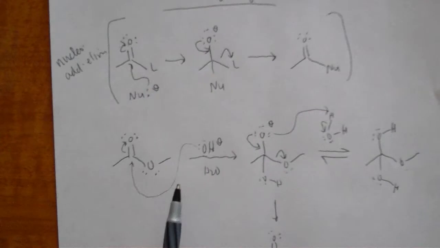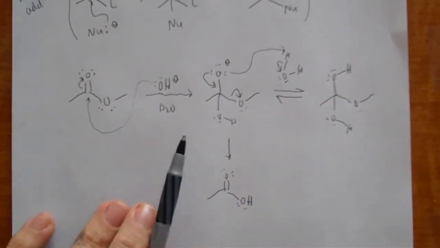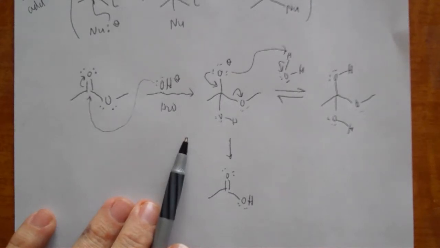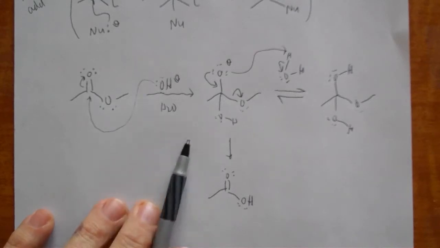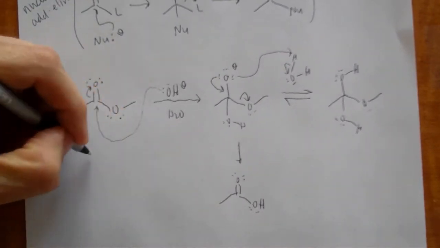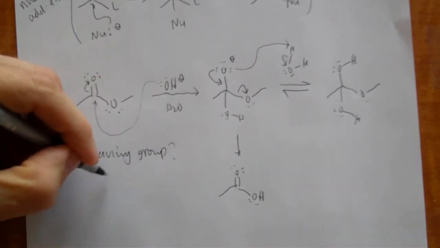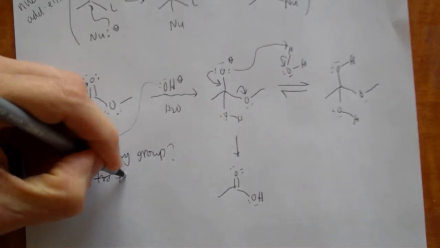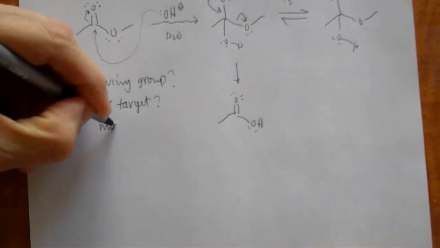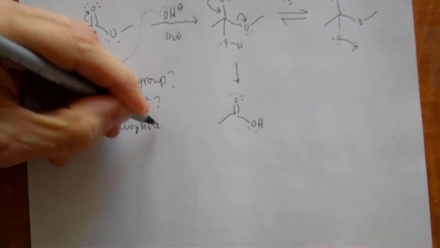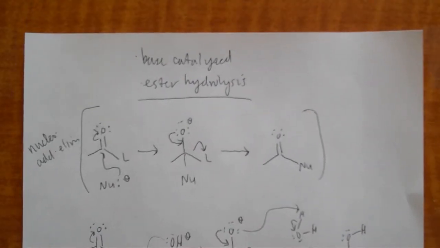So, what's the leaving group in this reaction? Why is it a good leaving group? What's the target? Why is it a good target? What's the nucleophile, and why is it a good nucleophile? Leaving group. Target. Nucleophile. Okay, and that's base-catalyzed ester hydrolysis.